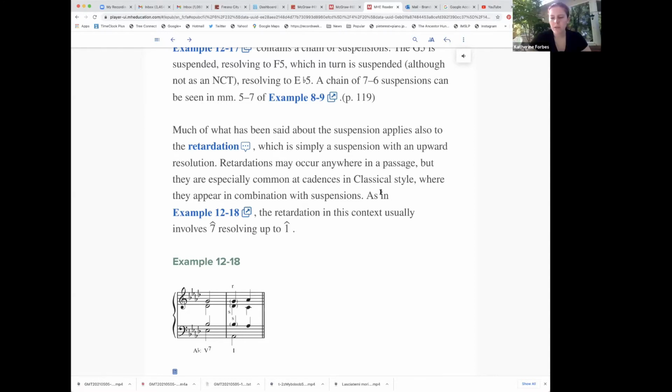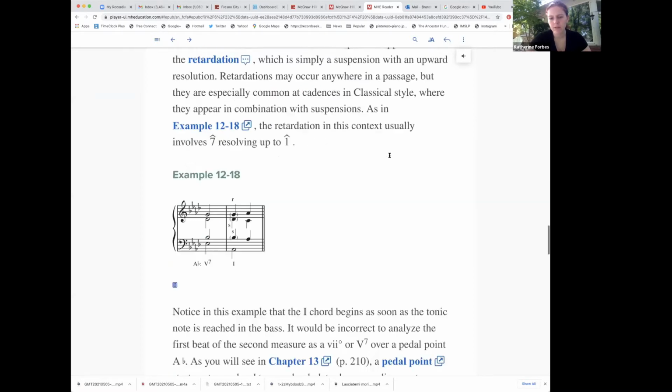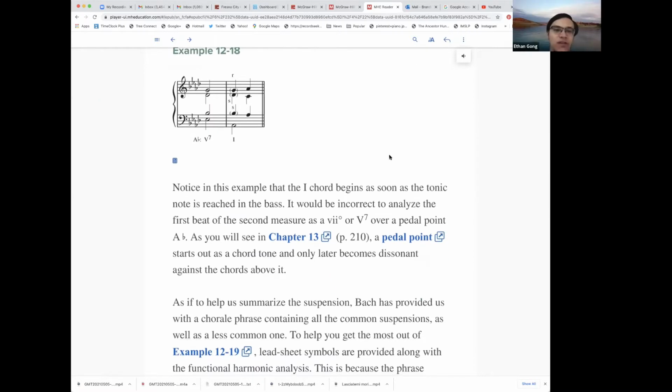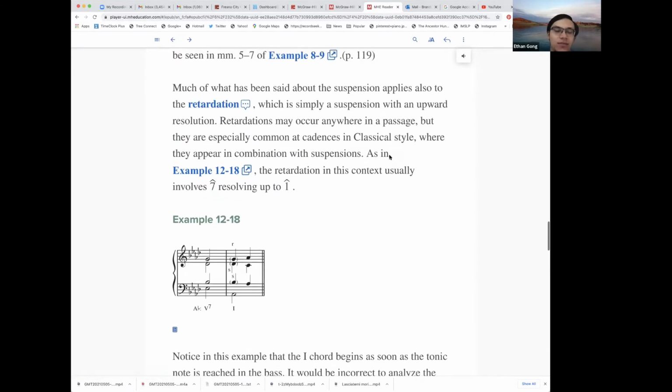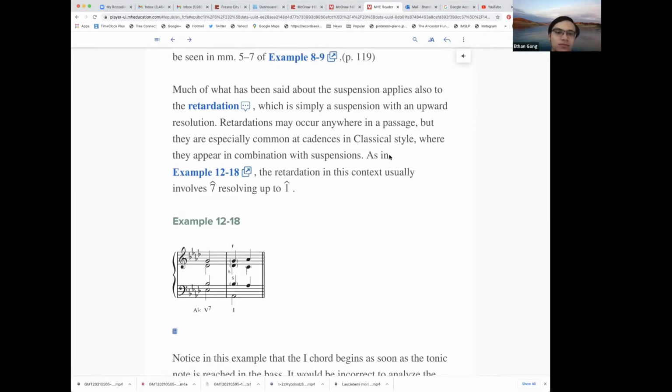You have to write numbers for retardations as well? Ooh. Or just suspensions? It looks like it, because it says the retardation in this context usually involves 7 resolving up to 1, but I don't know. Would you write 7-1 or 7-8? Oh, that's a good question too. I don't know that we're even going to mark them. I mean, we'd identify them because it's a non-chord tone.